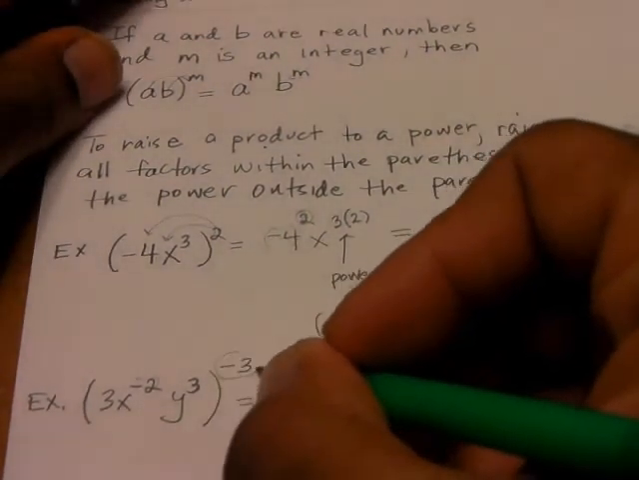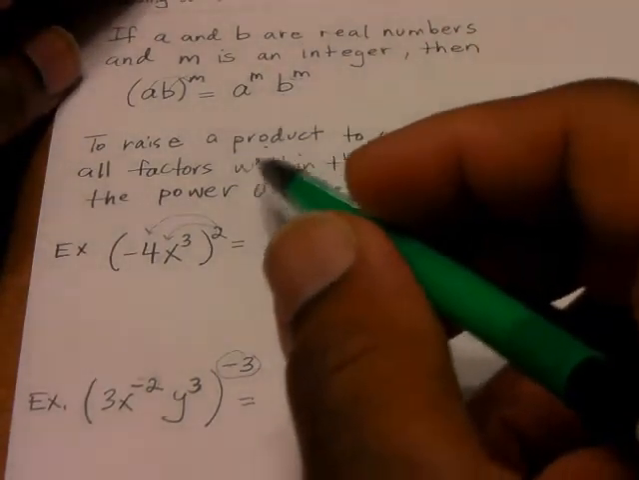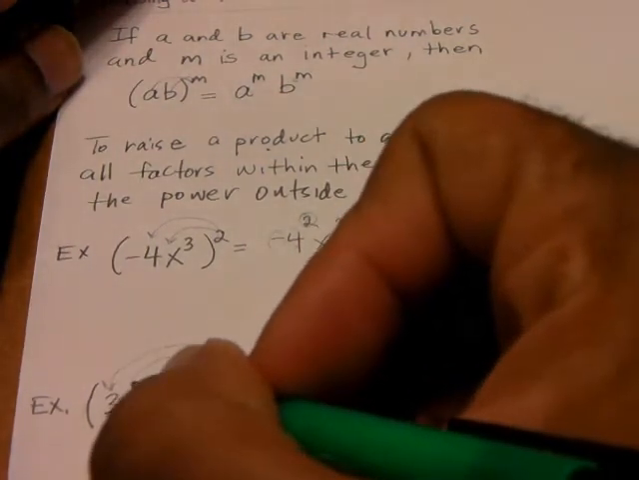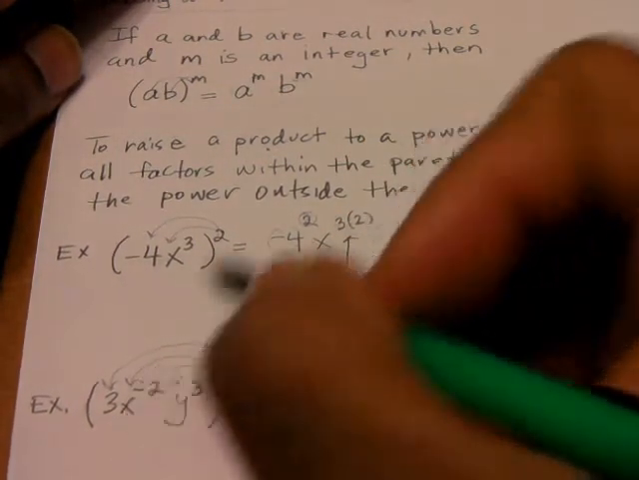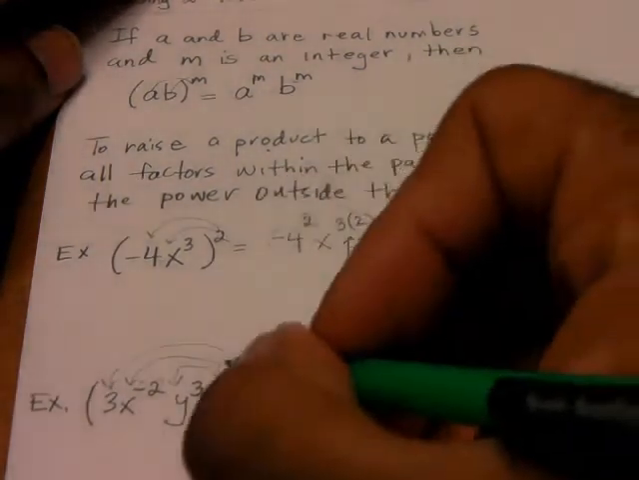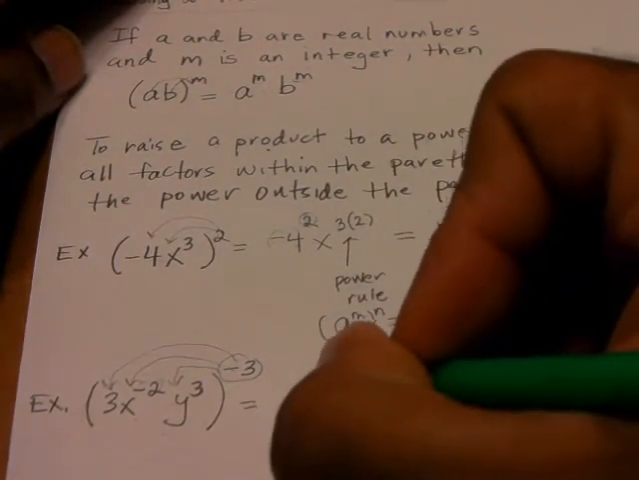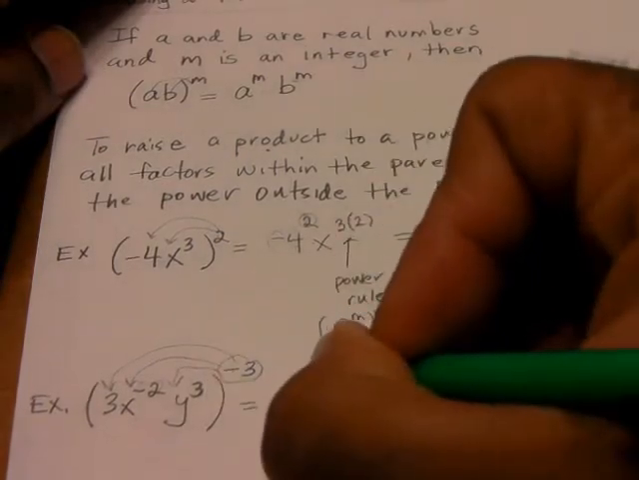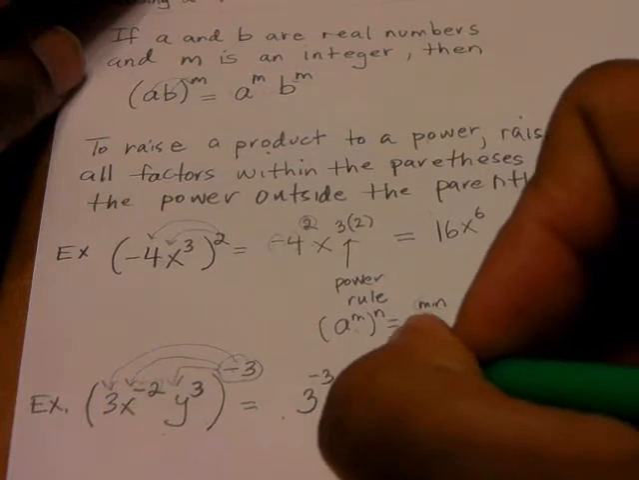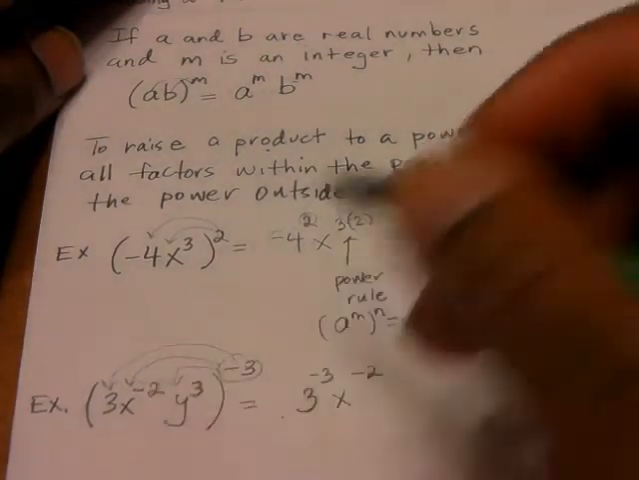So what we're going to do as before, we're going to apply the raising of the power to each component. So you're going to have 3 bases that will be raised to the power of -3. And let's perform that. So this is raising the power. So 3 raised to the power of -3. And then you have x raised to the power of -2. But you have -3 times this -2.